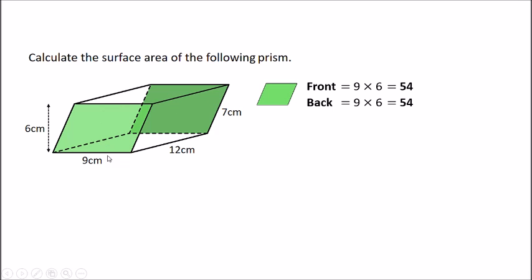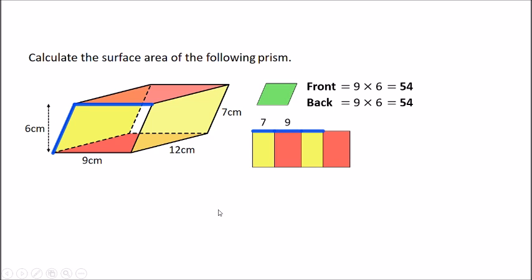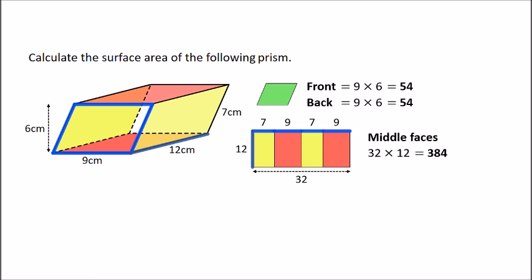Okay, but now I've got 1, 2, 3, 4 more faces to find, and these are rectangular. Okay, so drawing out the net, so I've got 4 rectangles to find. Let's just label them with their appropriate dimensions. Okay, so just like before, you could either calculate each rectangle separately and add them together, or you can just work out this one length and multiply it by 12 to save you some time. Okay, so all of those middle faces added together would be 384 units squared. So adding together all of my faces, that would give me 492 centimetres squared as my total surface area.